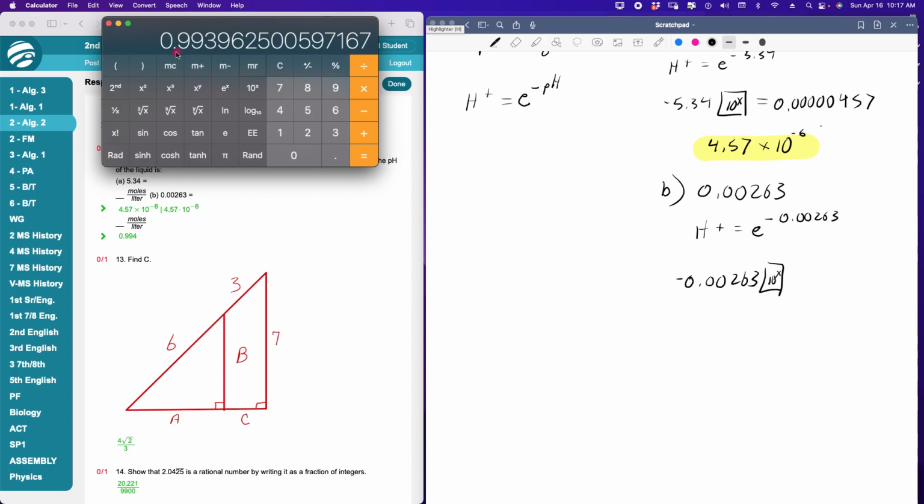But generally speaking, if you have a bunch of 9s and then a different digit here and then some more numbers, stop at the end here. Stop at this digit here. See if you can round it up if you can include it. So this answer is going to be 0.994.